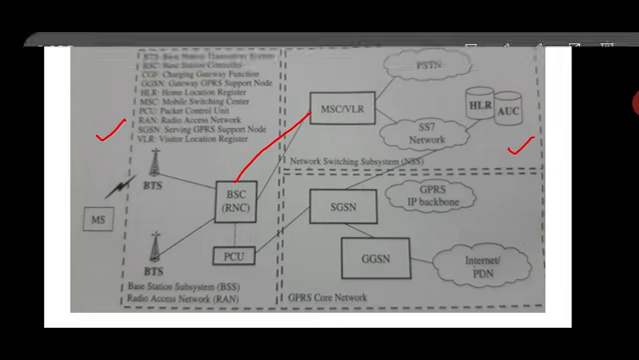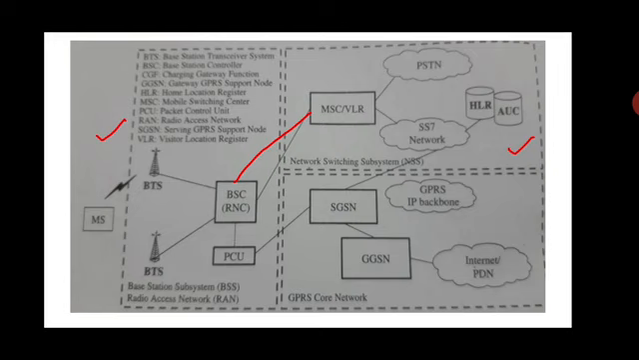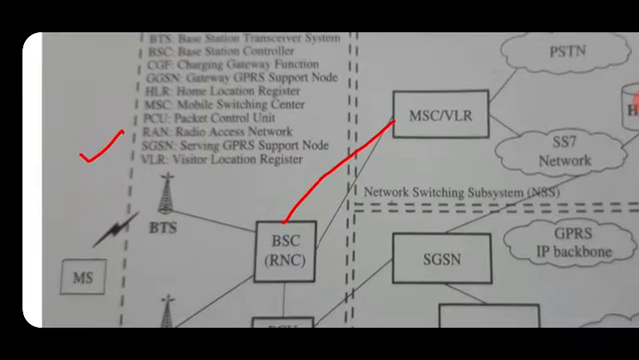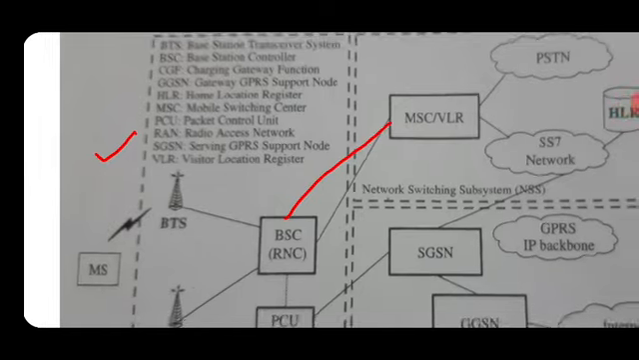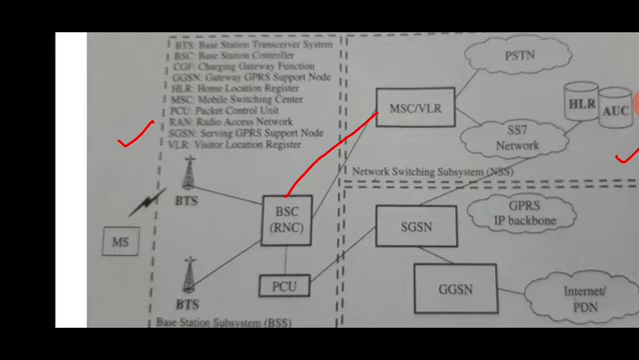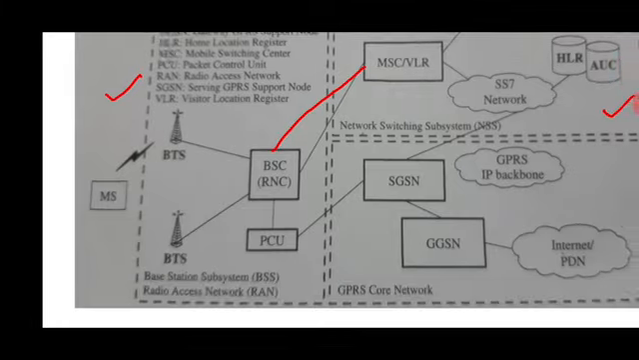I hope this is the architecture and the connection diagram. We will see the functionality of all the components here. On the left-hand side I have given BSC, base station controller; CGF, charging gateway function, which I'll come to; GGSN, gateway GPRS support node; HLR, home location register; MSC, mobile switching center; PCU, packet control unit; RAN, radio access network; SGSN, serving GPRS support node; and VLR, visitor location register.